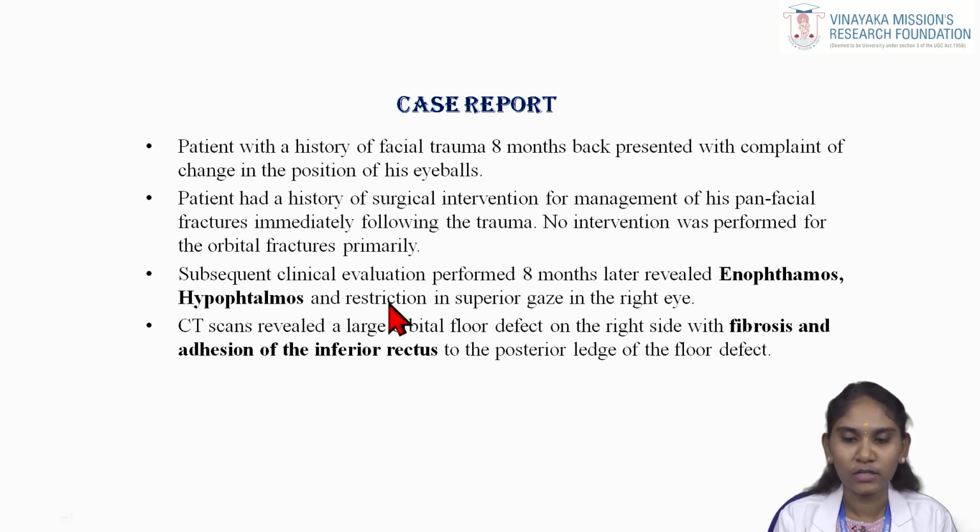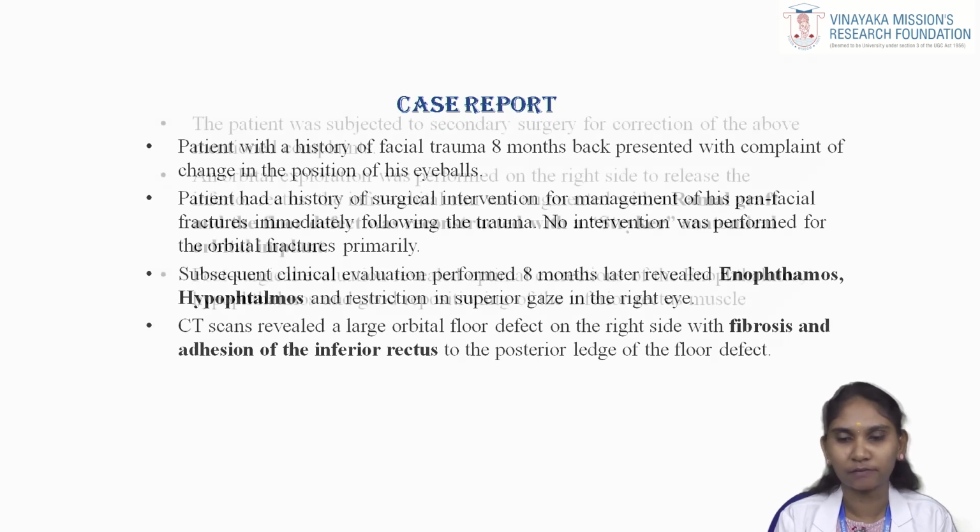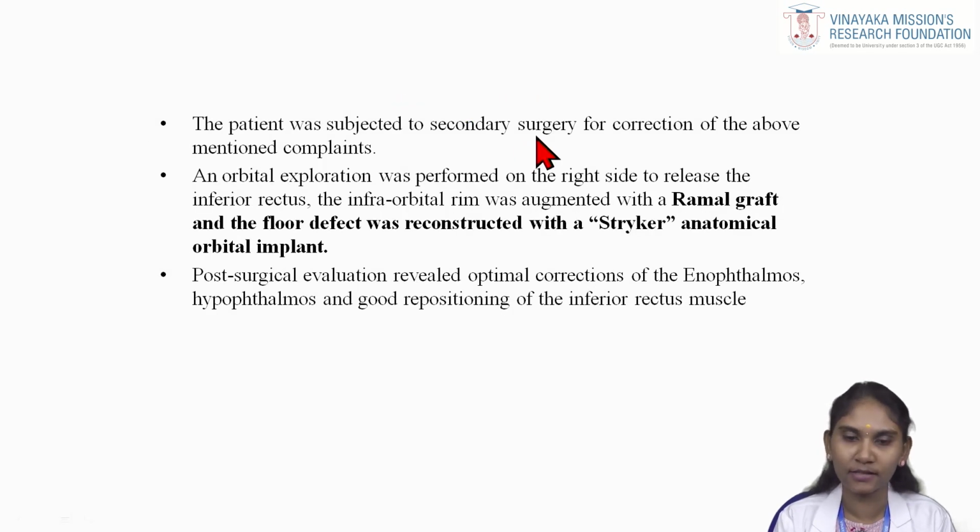On clinical evaluation performed 8 months later, there was enophthalmos, hypophthalmos and restriction in the superior gaze in the right eye of the patient. After taking a CT scan, the CT scans revealed a large orbital floor defect on the right side with fibrosis and adhesion of the inferior rectus muscle to the posterior ledge of the floor defect. And so the patient was subjected to secondary surgery for the correction of the above mentioned complaints.